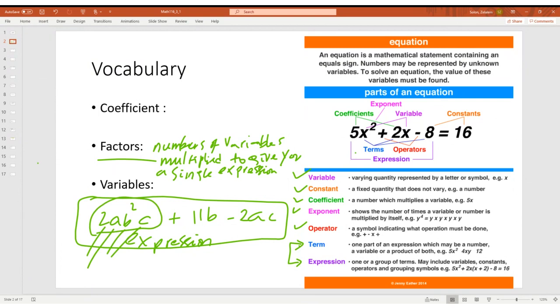2, a, b squared, and c are called factors. So each one of them is a factor of this expression. A is another one. We have b squared, and also we have c. So that's how you identify what factors mean.